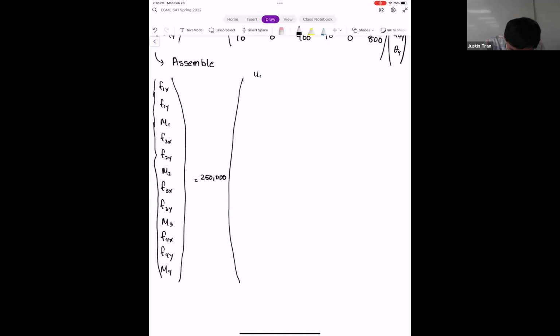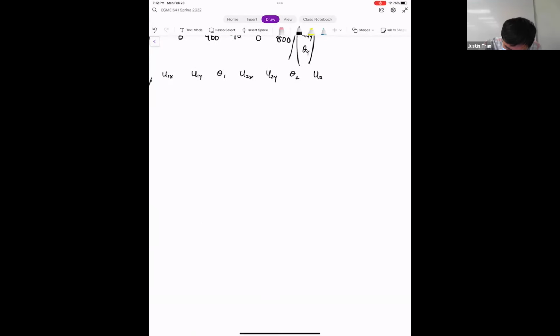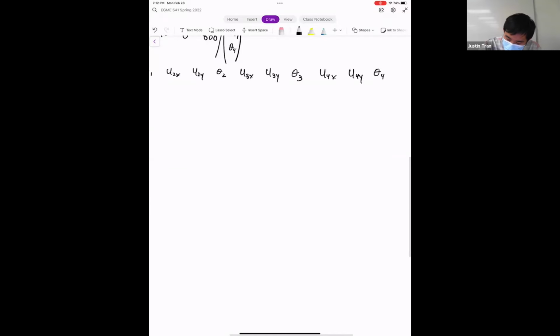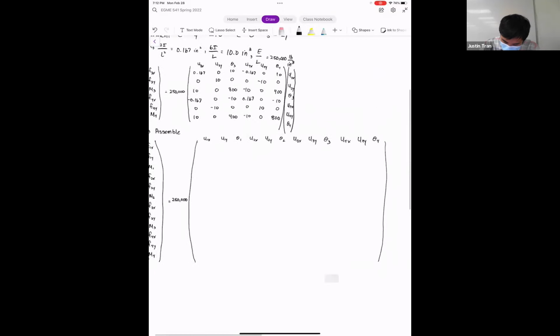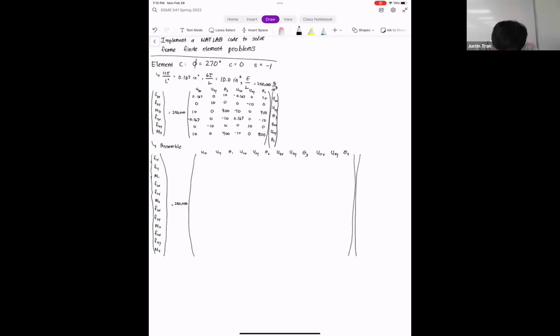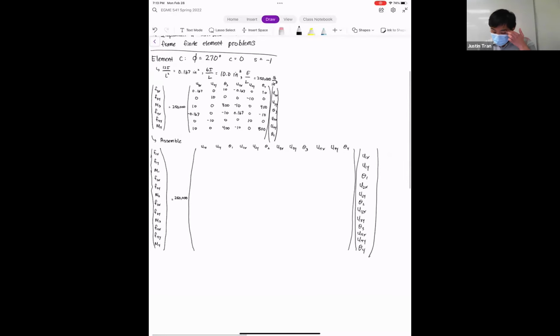Now I'm going to write in the columns. Since we have U1X, U1Y, theta 1, U2X, U2Y, theta 2, U3X, U3Y, theta 3, U4X, U4Y, theta 4. And then we have the corresponding rows here as well. So we have U1X, U1Y, theta 1, U2X, U2Y, theta 2, U3x, U3y, theta 3, U4x, U4y, theta 4. So a little squish there, but we have everything.